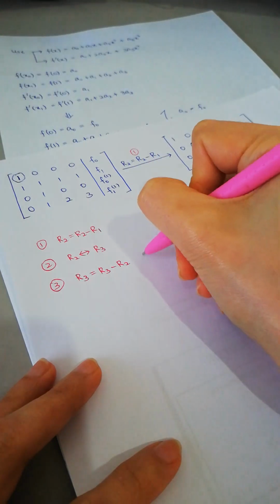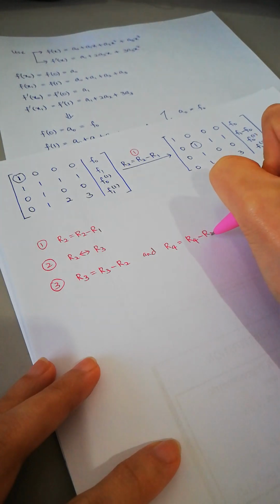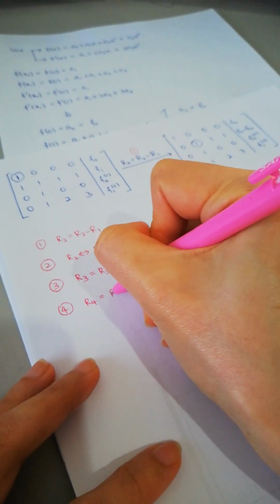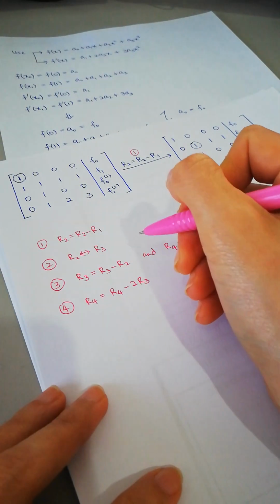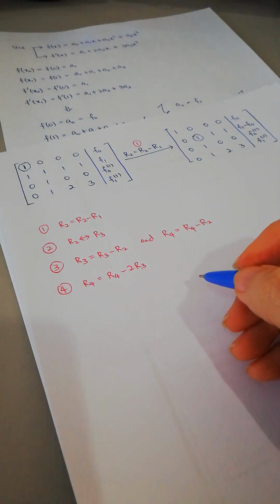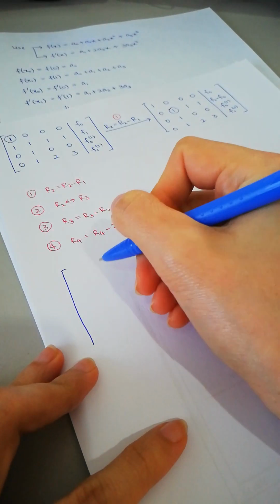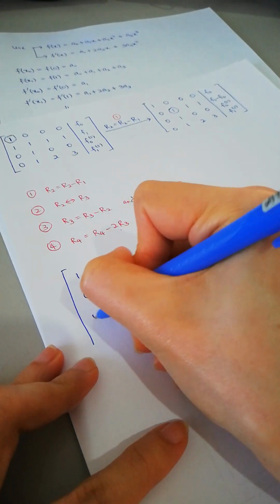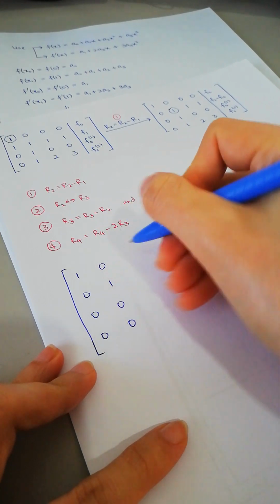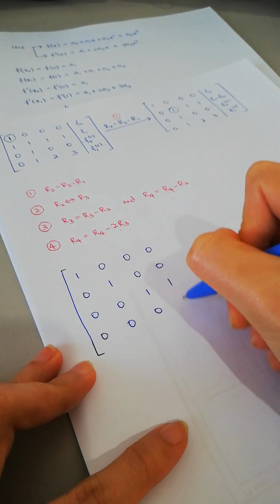Okay, you can do 2 at the same time. And R4 is equal to R4 minus R2, and then the fourth one is your R4 equal to R4 minus 2 R3. Okay, so by completing this, what do you get? You will get your final form after the fourth operation in this form: 1, 0, 0, 0, 0, 1, 0, 0, 0, 0, 1, 0, 0, 0, 1, 1.